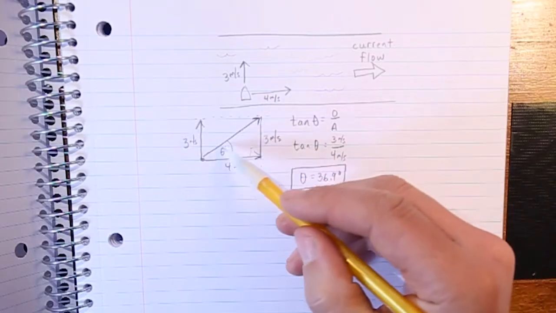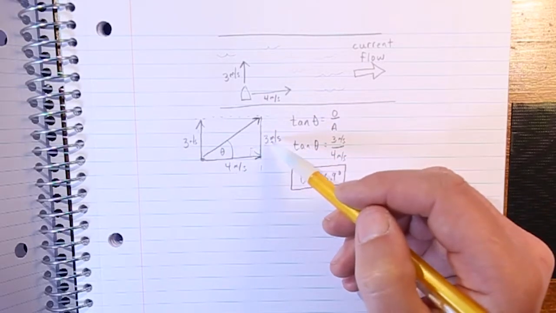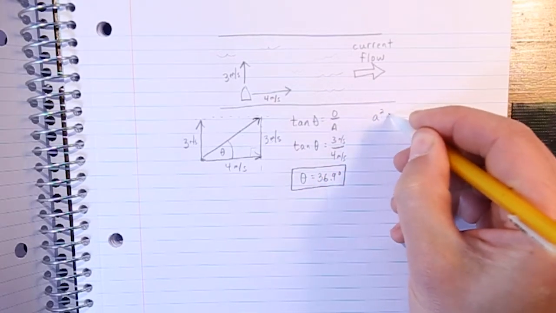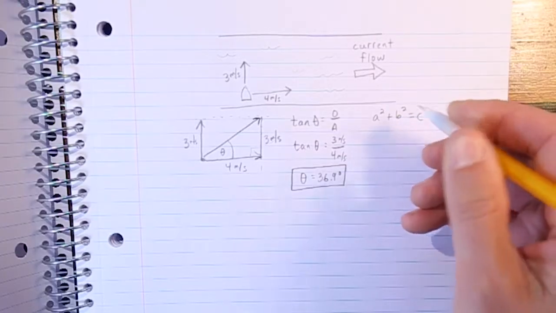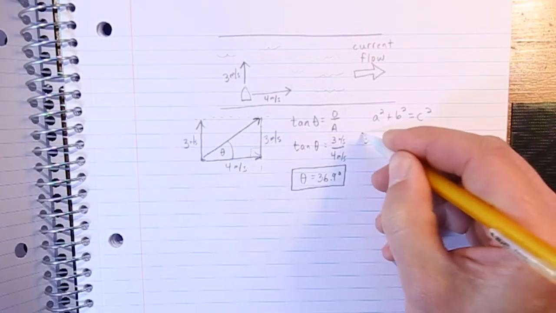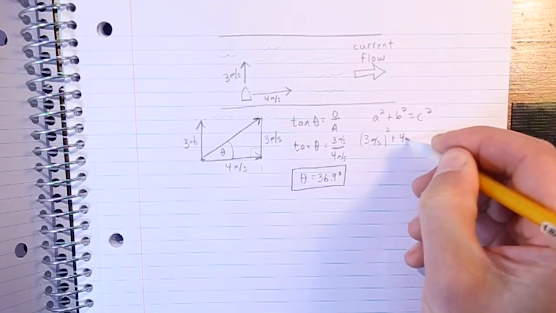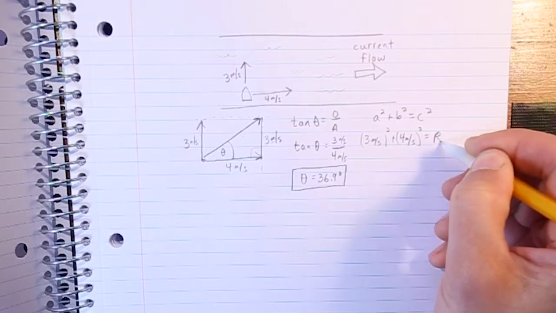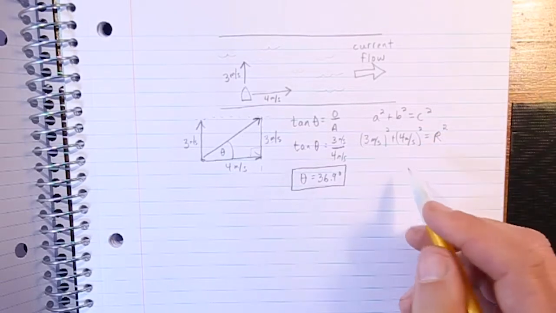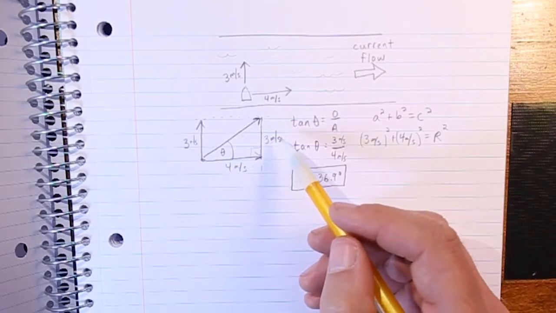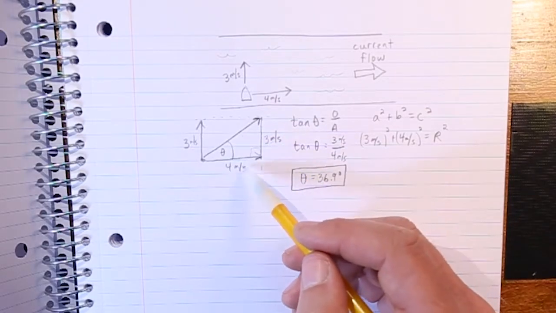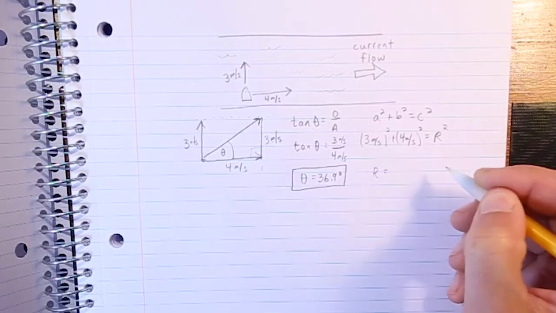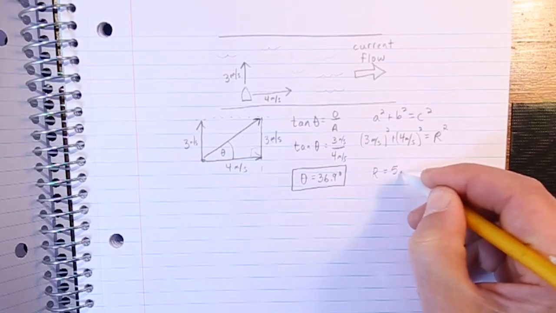To find the resultant, we can do Pythagorean theorem because we have two sides of the triangle. So we have a squared plus b squared equals c squared. And we have 3 meters per second squared plus 4 meters per second squared equals c squared, which I'm going to write as r for resultant. When you do this, you might already be able to see I picked some easy numbers here. That's a 3, 4, 5 triple. So the resultant is going to be 5 meters per second.